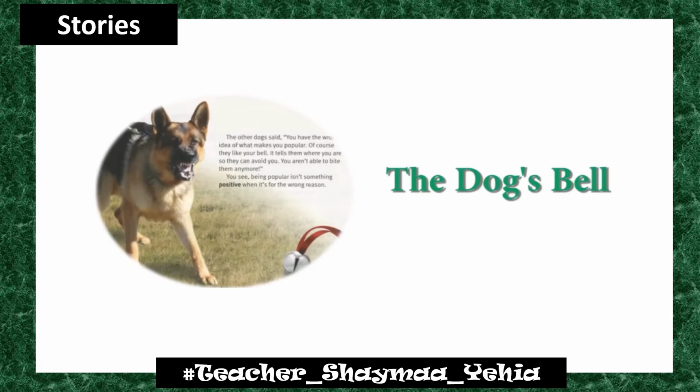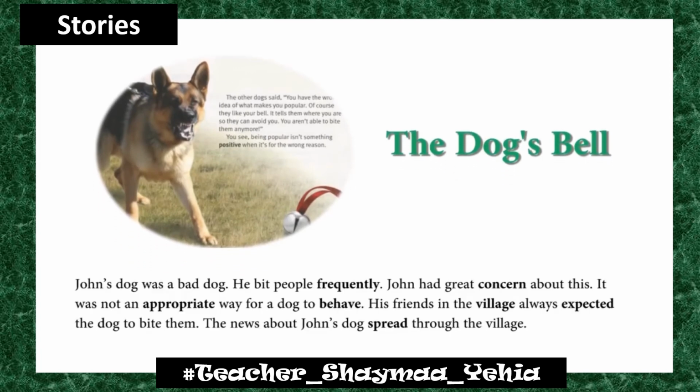The dog's bell. John's dog was a bad dog. He bit people frequently. John had great concern about this. It was not an appropriate way for a dog to behave. His friends in the village always expected the dog to bite them.